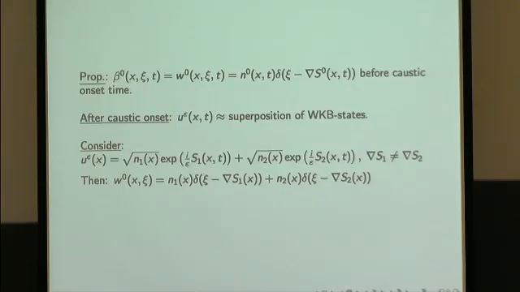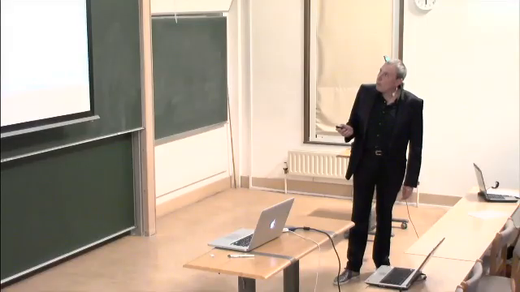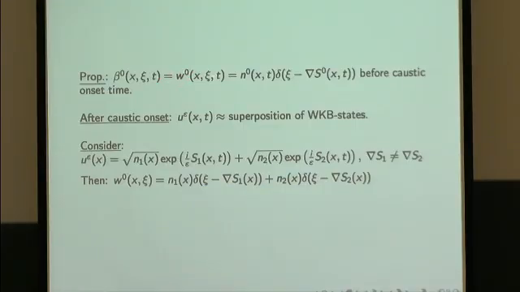Anyway, what can we conclude here? Now, there's one proposition that I have to offer, and the proposition is the following. Before caustics, we can prove that the Wigner measure associated to the sequence of wave functions is equal to the limiting Bohmian measure and is, of course, monokinetic. Okay, this is before caustic onset time.